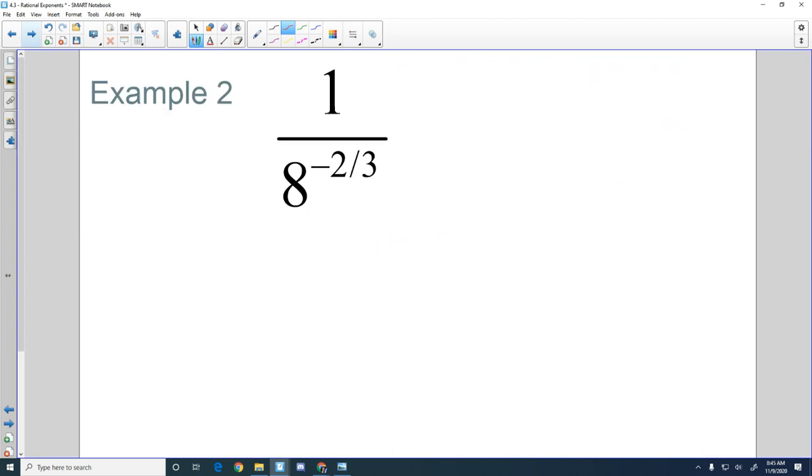Okay, try this one, everybody. 1/8 to the negative 2/3. So very similar concept. You got a negative exponent. To get rid of the negative, that should be your first goal. Get rid of the negative. Just move that base and its exponent to the other side of the fraction.